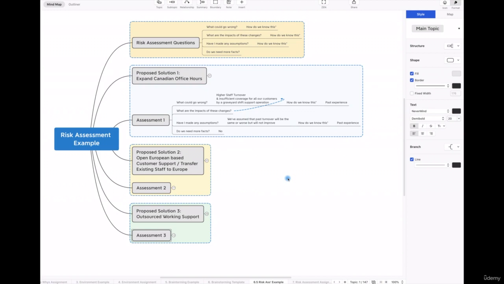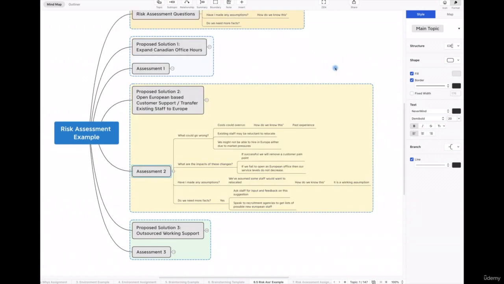What are the impacts of these changes? Well, those actually are the same as what could go wrong for this particular solution. Have we made any assumptions? Well, we are assuming that past staff turnover will be the same or worse in the future, but will not improve. Do we need more facts? No, not at this time.